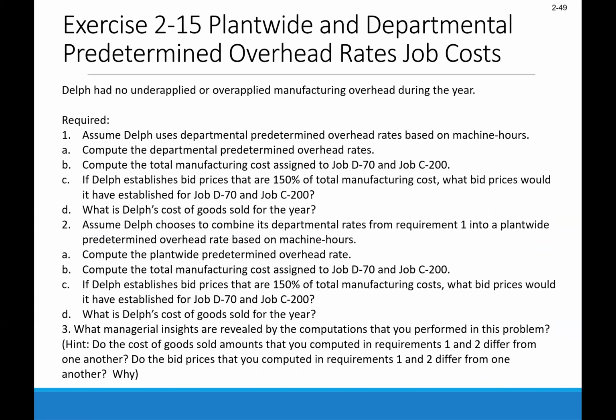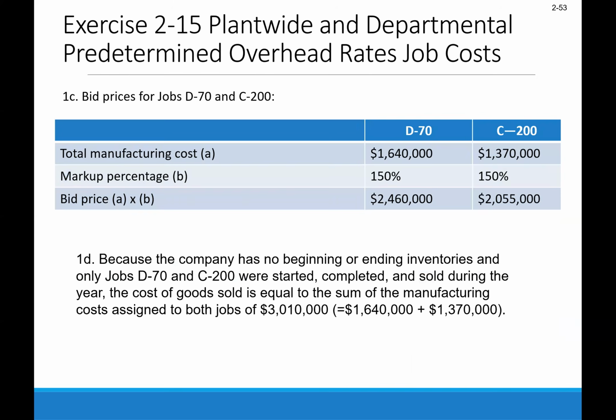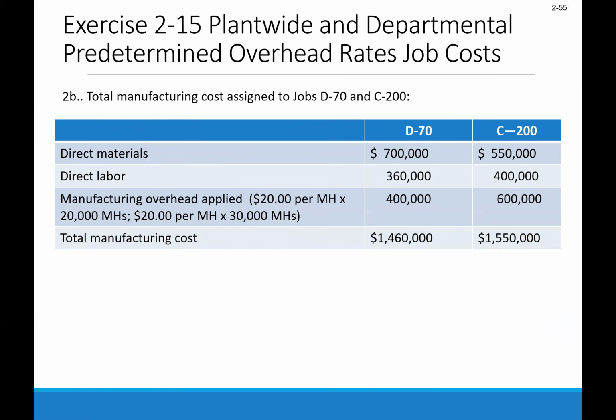Then compute the total manufacturing cost assigned to job D70 and job C200. So in that case, if we assign $20 per machine hour times the total machine hours, for D70 it would be 20,000. Total machine hours for C200 is 30,000. Here is our total manufacturing cost.